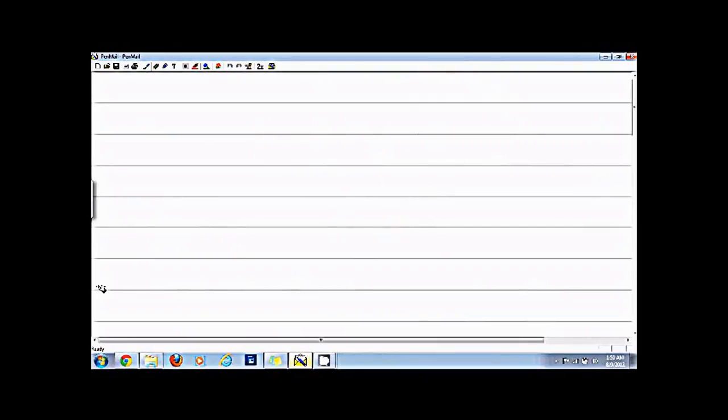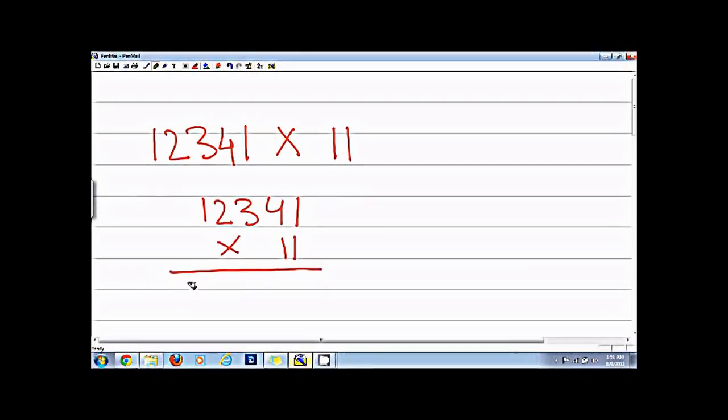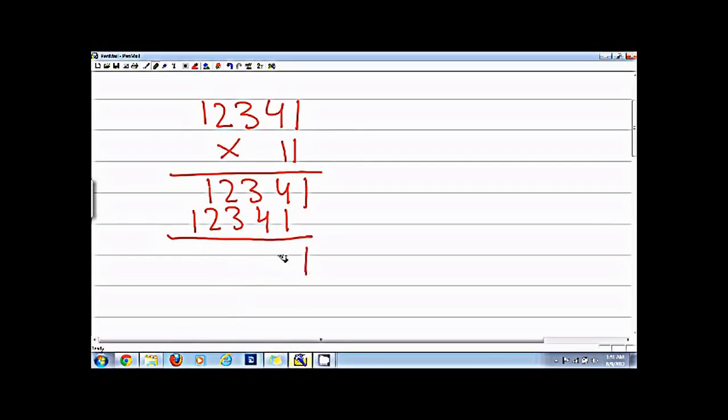Hi everyone, in this tutorial I will show you how to multiply numbers by 11 in a quick and easy way. For example, if I have the number 12341 and I want to multiply it by 11, the regular way is that I write 12341 and do 11. In that case I write 12341 and 12341, and then I get 135751. So this is the regular way.